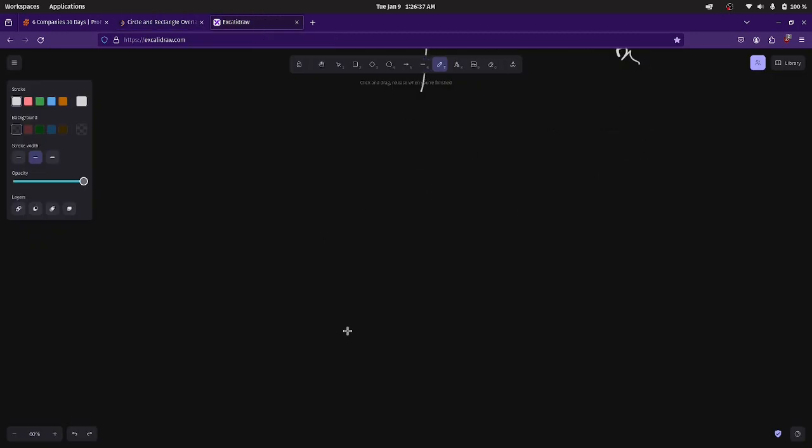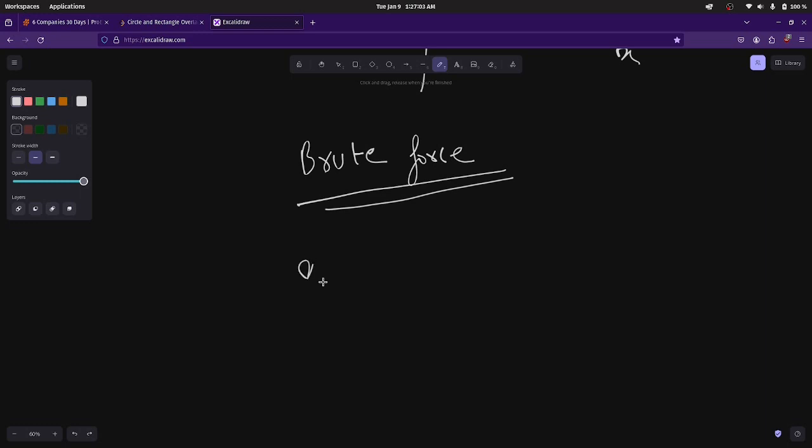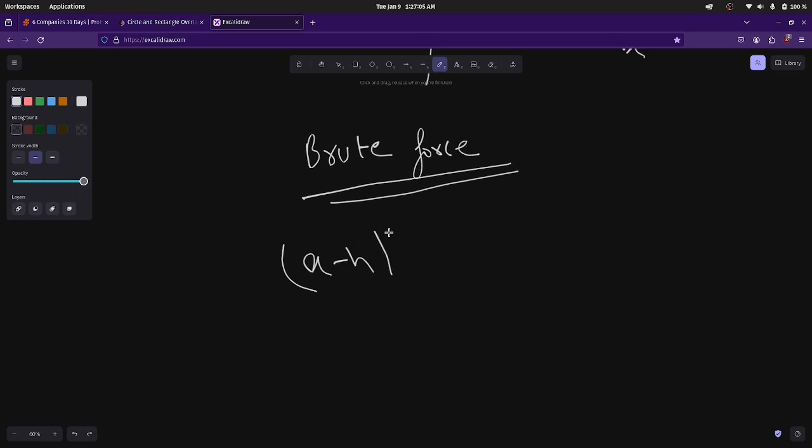When we see this problem, the first thing that comes to our mind is that there has to be some equation. The brute force is nothing but the use of that equation. In fact, the whole question revolves around that particular equation. What is that equation? It is x minus h whole square plus y minus k whole square is less than or equal to r square, where r is the radius.